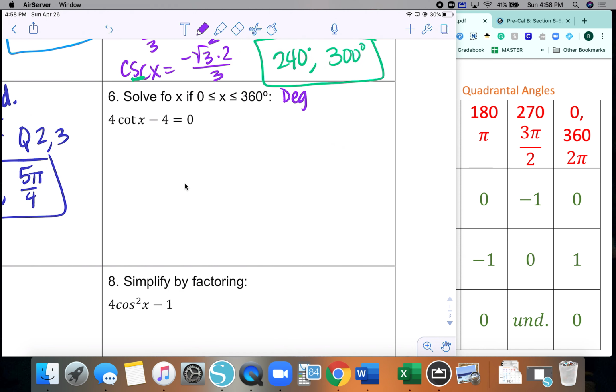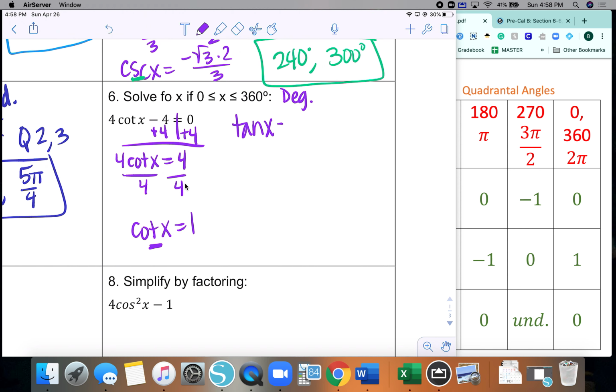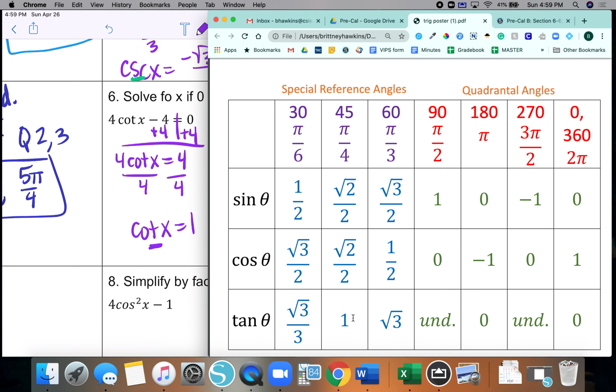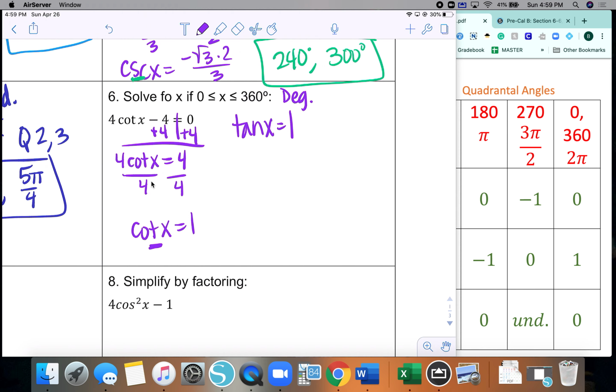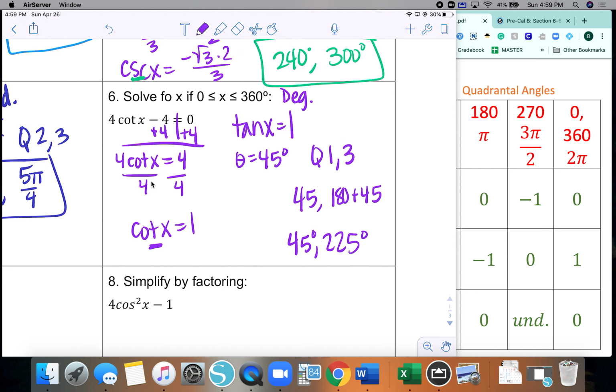Number 6, this is in degrees. Gotta do some manipulating. So 4 cotangent x equals 4. Divide by 4, so cotangent x equals 1. And then get the reciprocal, so flip 1, you just get 1. So tangent of 1 is 45 degrees, and it is positive in 1 and 3, so that would be 45 and 180 plus 45, so 45 and 225.